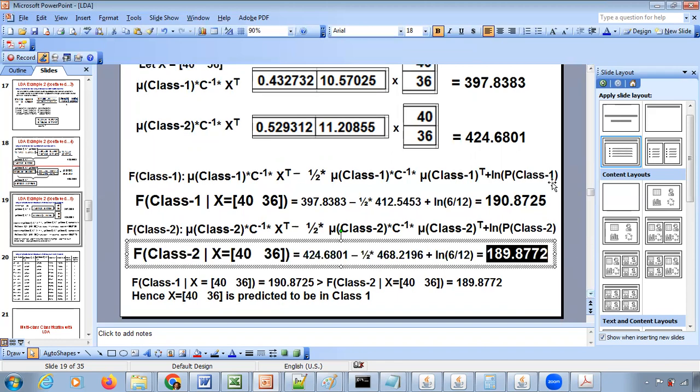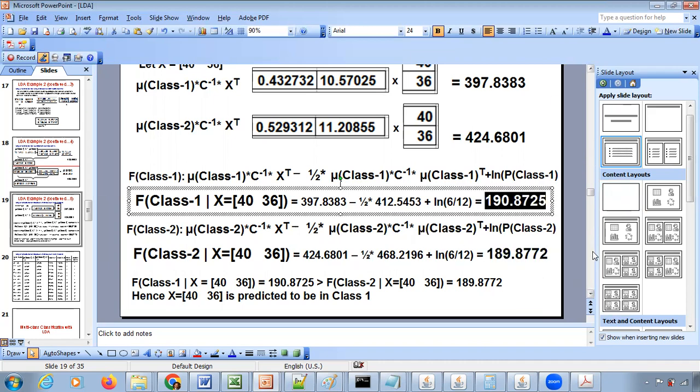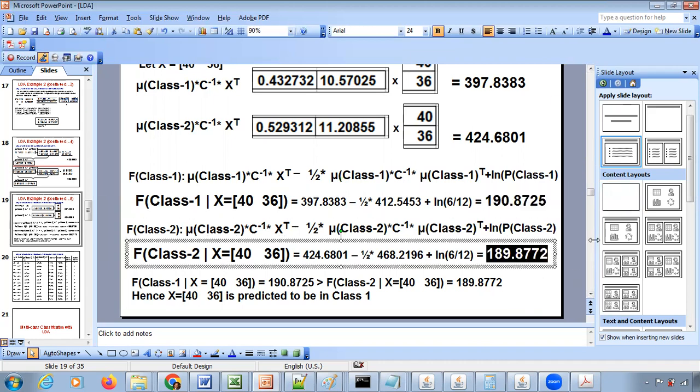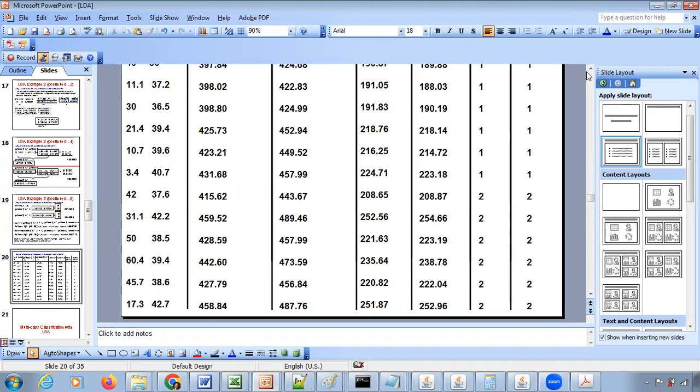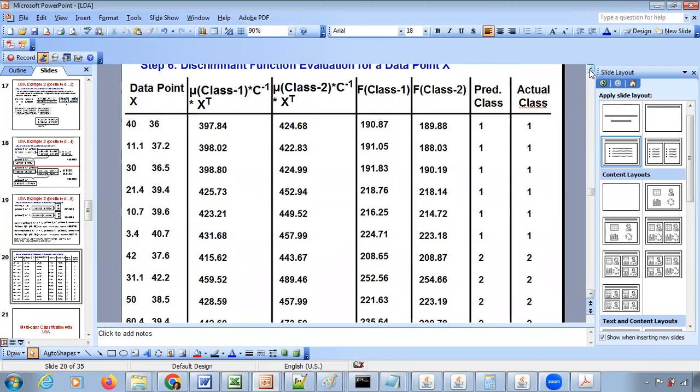So you see the difference is kind of close, considering the numbers are big. The F values for the two classes are reasonably close. But still, we have to go by the magnitude. So 190.8725 is greater than 189.8772. So we say that data point 4036 will belong to class 1. I can do a similar prediction for all the data points, and we'll observe that the predicted class is the same as the actual class in the data set.